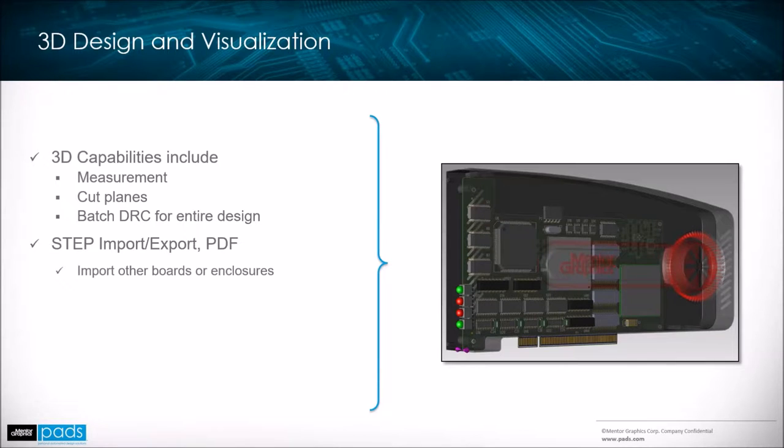Just a little bit more about the 3D capabilities that are included. We can measure in 3D, do cut planes in the X, Y, or Z direction, and again, we can do that batch DRC for the entire design. A very powerful thing that we can do within the 3D environment is import and export STEP models. STEP models are the industry standard for 3D modeling. We can import other boards if we would like, again, those enclosures and component models as STEP. We can also export a 3D PDF, which allows users to give that to management or someone that doesn't have a PADS 3D license and allows them to view the board in Adobe Acrobat.